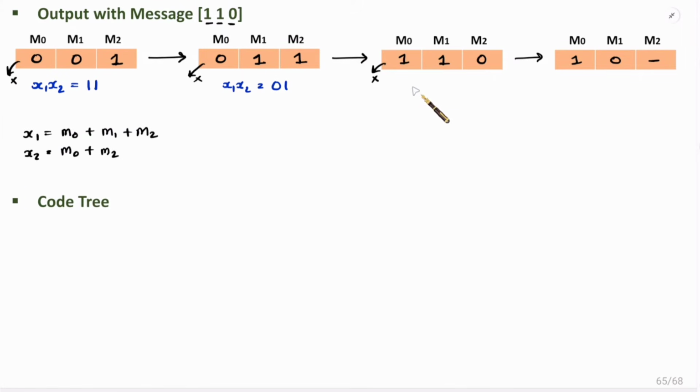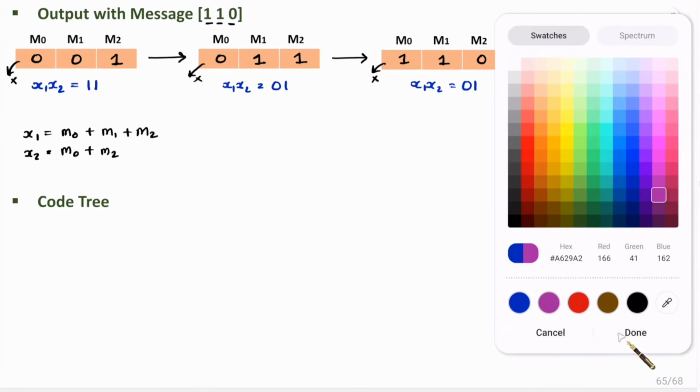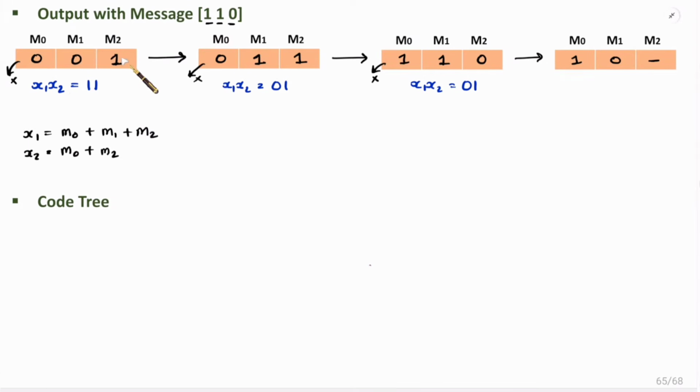Over here, if you talk about output x1, x2, then with 1, 1, 0, the addition for x1 is 2 times 1, which means 0. And x2 is M0 plus M2, so 1 plus 0 is 1. Over here, we don't have M2, so you cannot calculate the output, right? Now, let me explain in which state we have this situation.